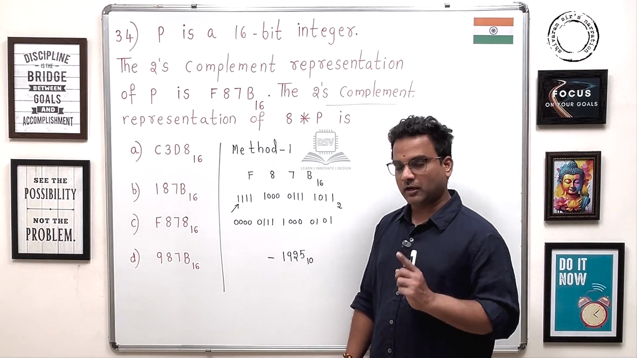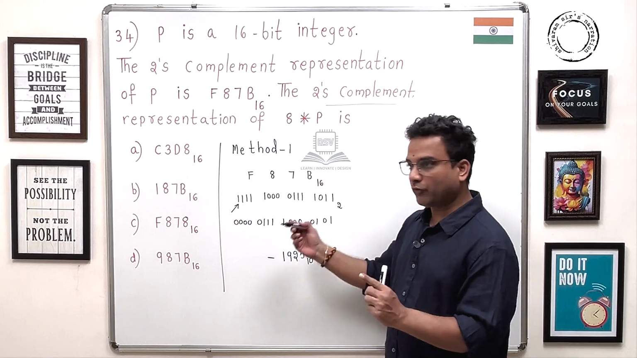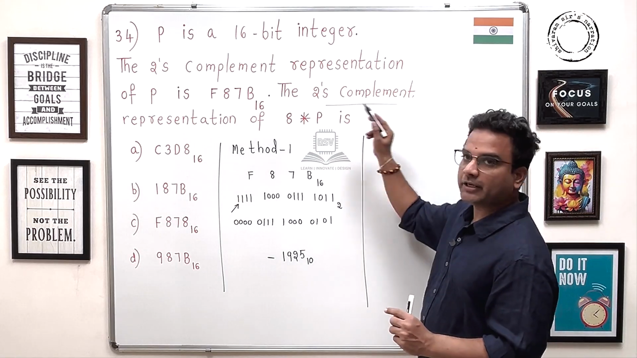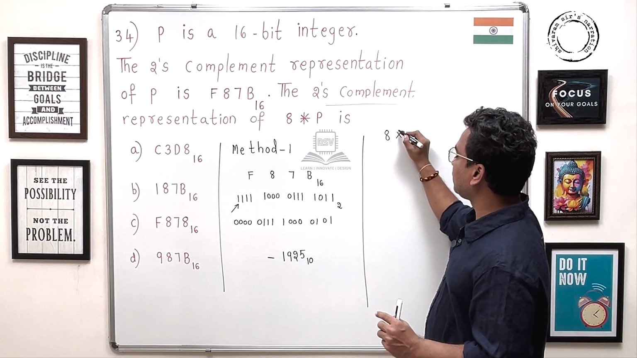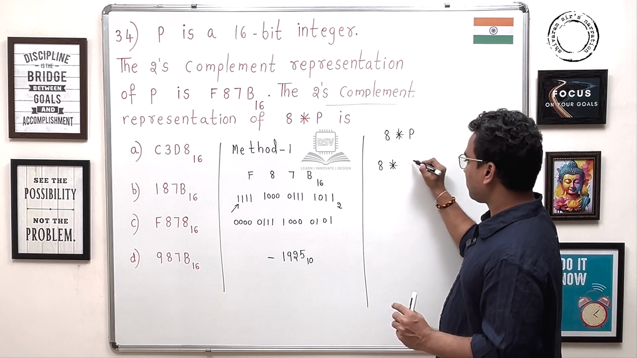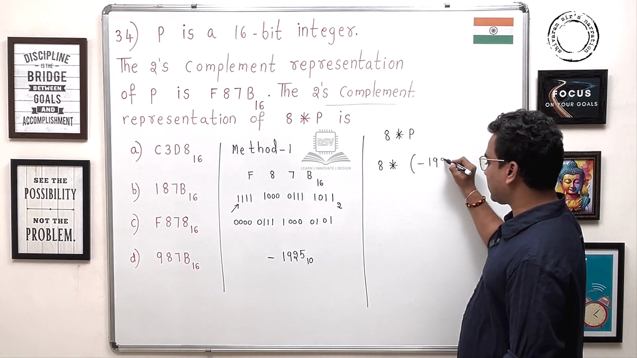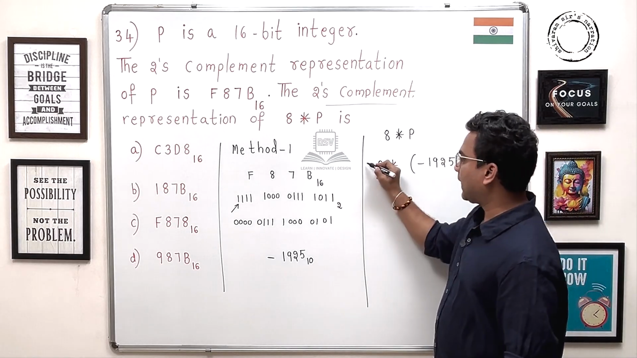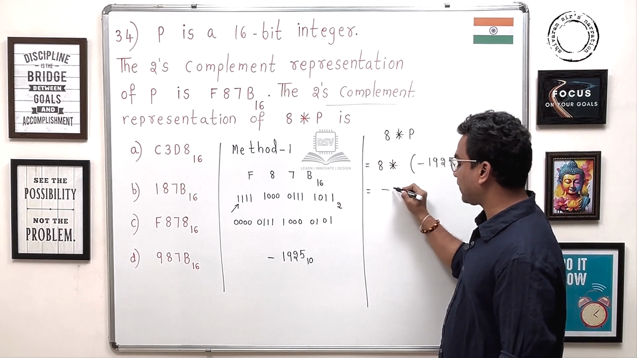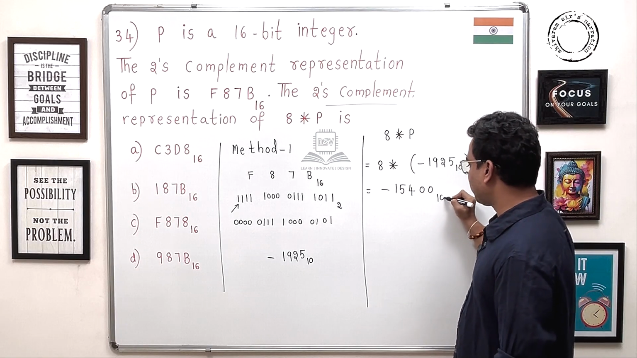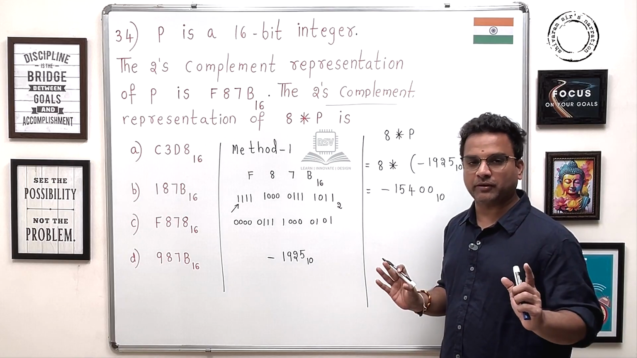1925 base 10. Now guys, what to do? Now you got the P value. Next, we need to do 8 into P. What is that? 8 into minus 1925, 1925 base 10. Then the answer will be the decimal value minus 15400. This one. Now you got the decimal value.